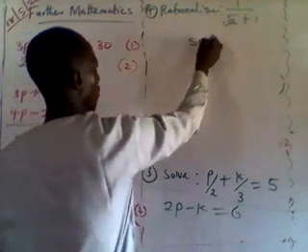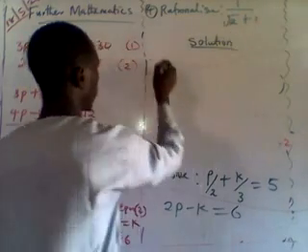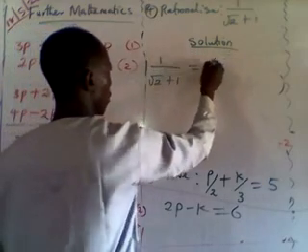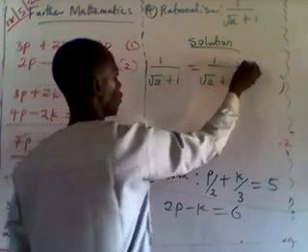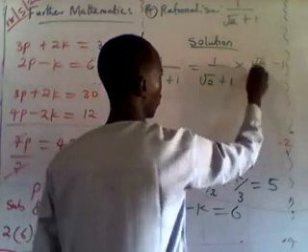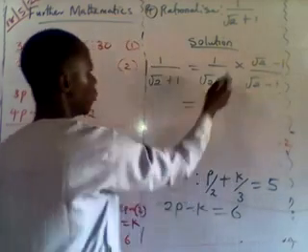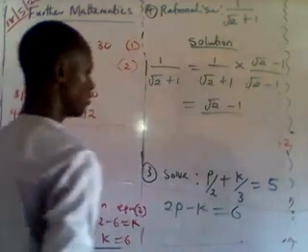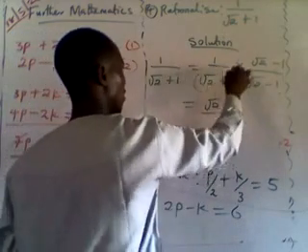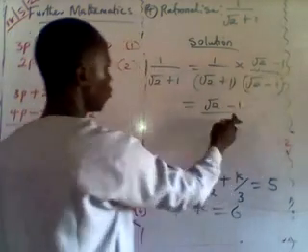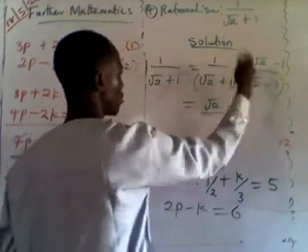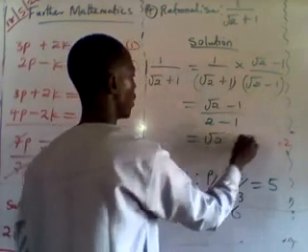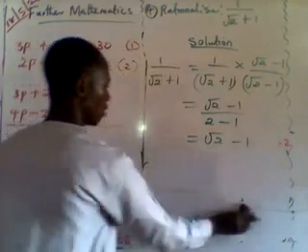And solution to this one, 1 all over root of 2 plus 1 is same thing as 1 over root of 2 plus 1 multiplied by root of 2 minus 1 all over root of 2 minus 1. If you open the bracket, for the numerator, of course, we are going to have root of 2 minus 1. For the denominator, I've told you the difference of two squares. Don't waste your time in expanding. Just use difference of two squares, and that would be root of 4, which is 2, minus 1. And at the end of the day, you have root of 2 minus 1. So that is that. Then question 5.